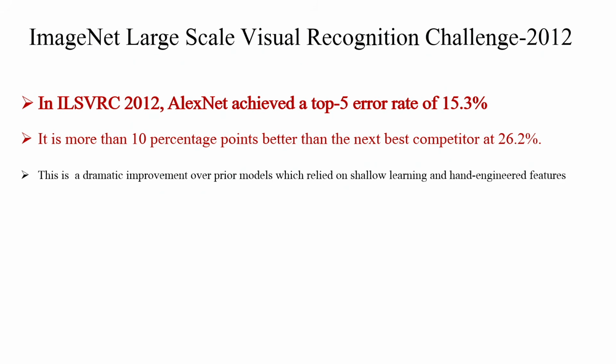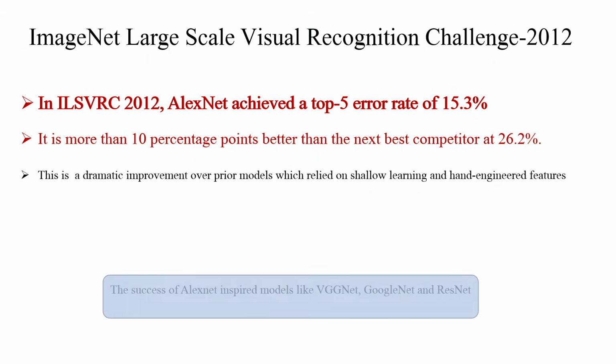It was a huge improvement over prior models which relied on shallow learning and handcrafted features. It was the starting era of deep convolutional neural networks for image recognition problems. The success of AlexNet inspired models like VGGNet, GoogleNet and ResNet. In succession to AlexNet, scientists started working in that same direction, and VGGNet and GoogleNet we will study in my next session.